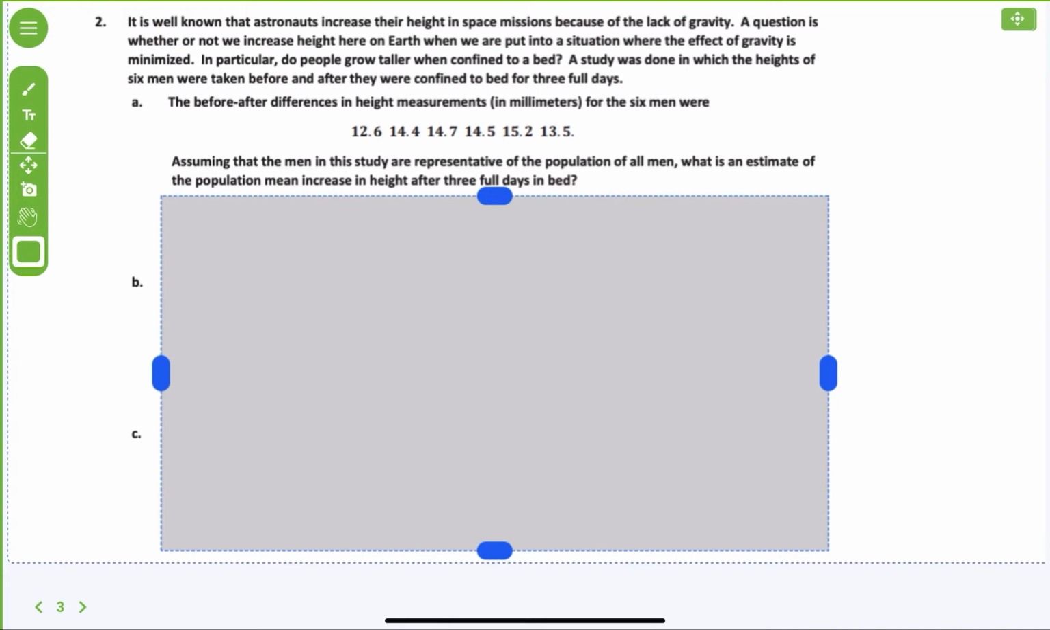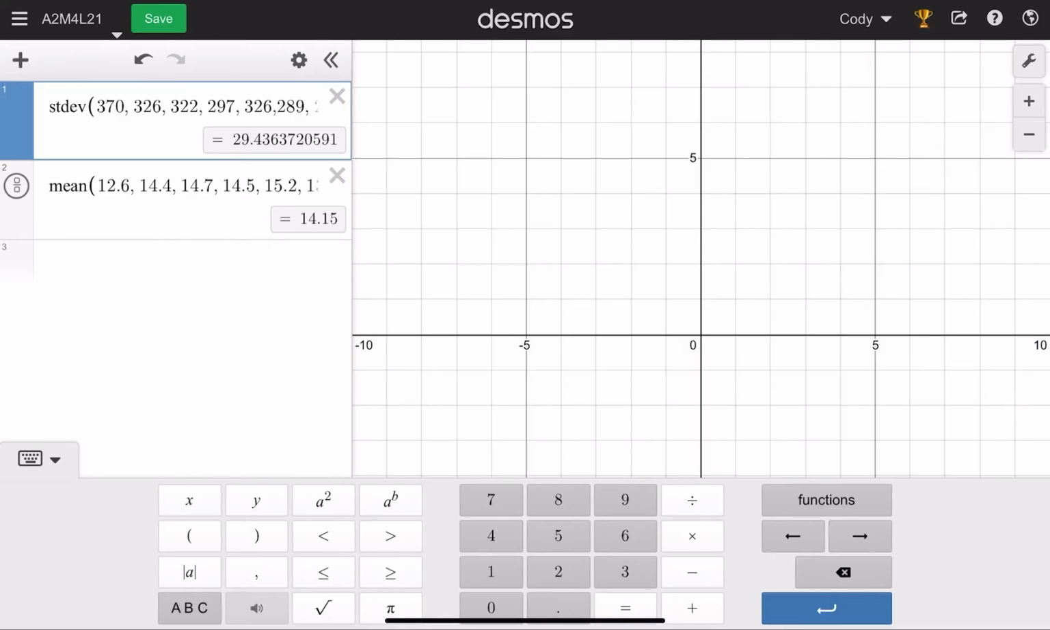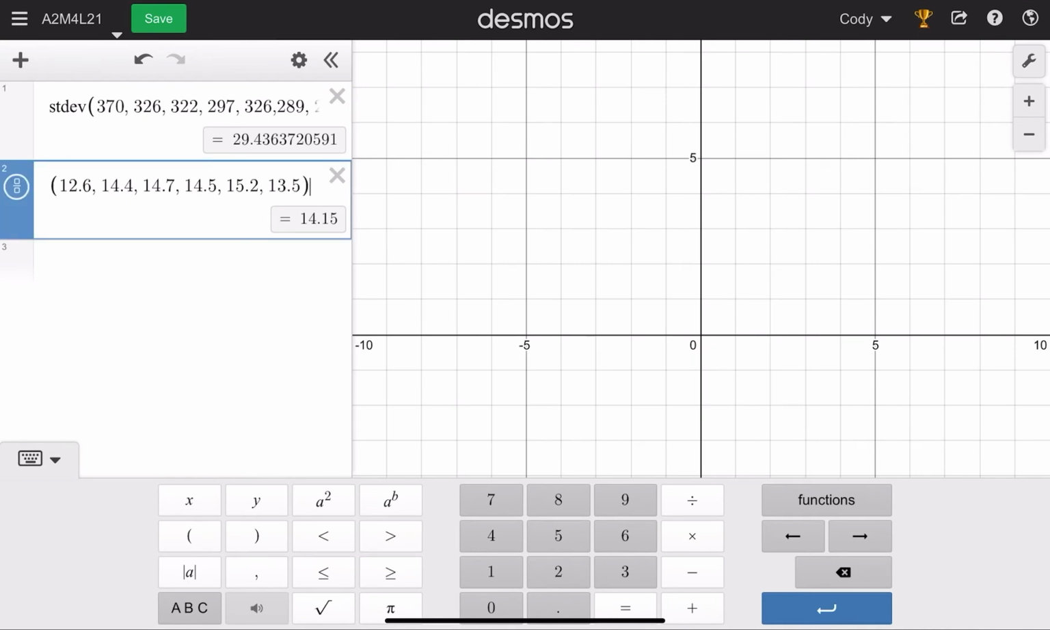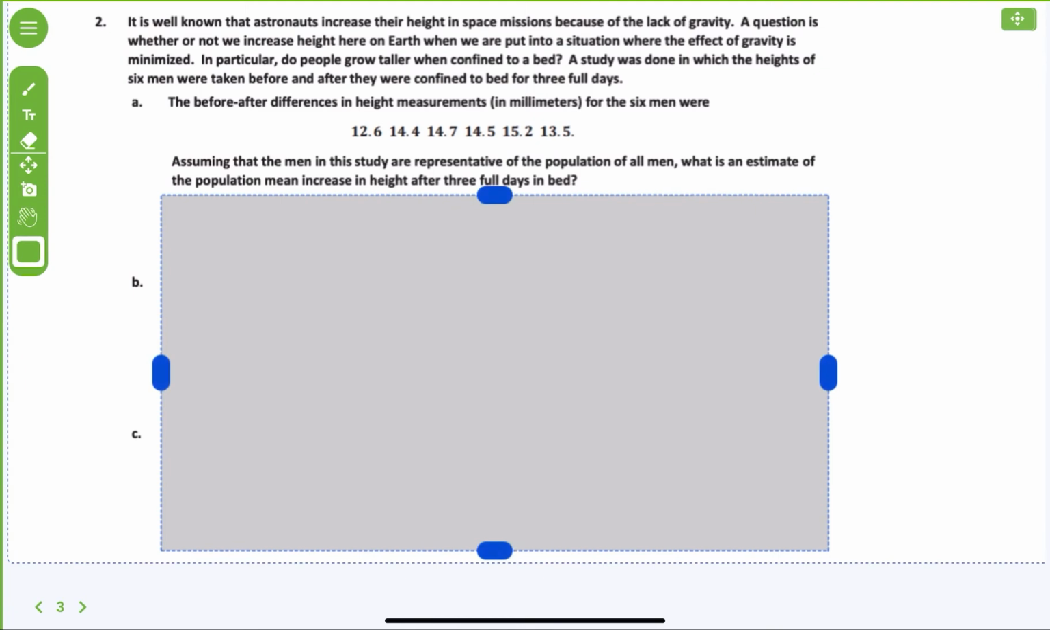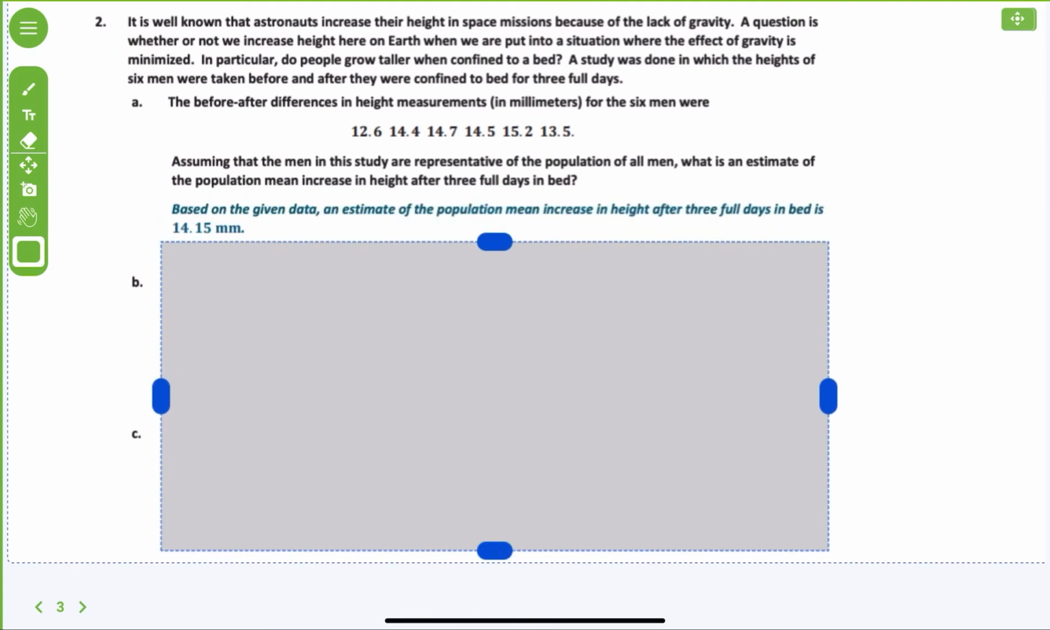The before-after differences in height measurements in millimeters for the 6 men were, there they are. Assume that the men in the study are representative of the population of all men. What is an estimate of the population mean increase in heights after 3 full days? If we go back, here's the mean for those, and it is 14.15 millimeters after being bedridden for 3 full days. So it would have decreased by that much. I'm sorry, their heights would have increased, not decreased.